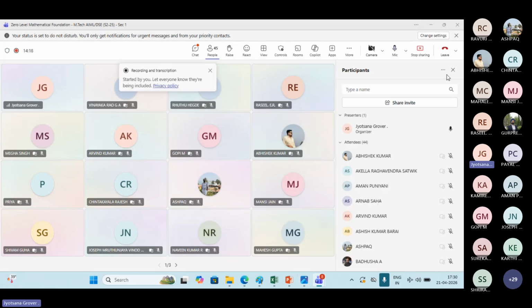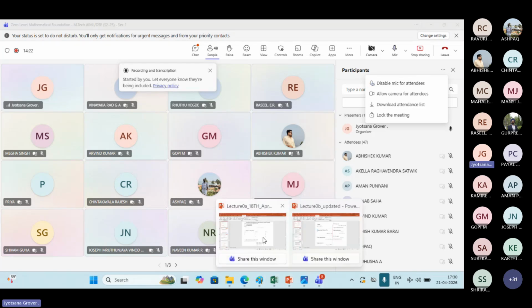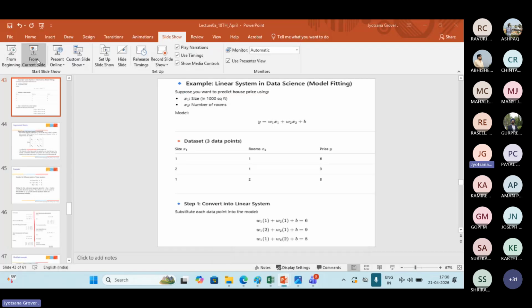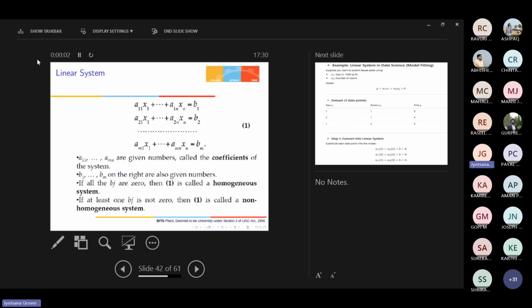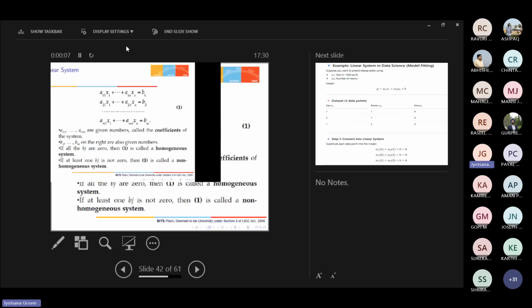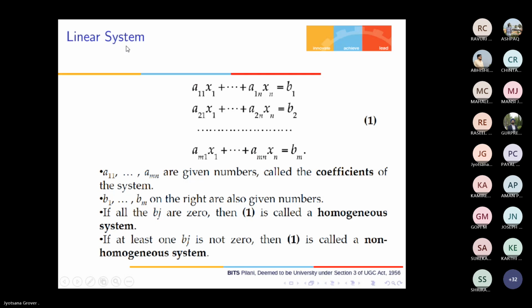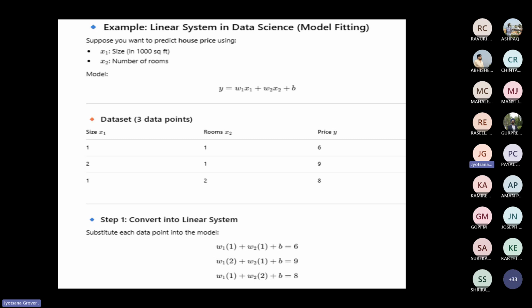I have unmuted. All right, so let me get started now. So last time we were talking about system of linear equations. Are you able to see the full screen? Yes, yes. All right.